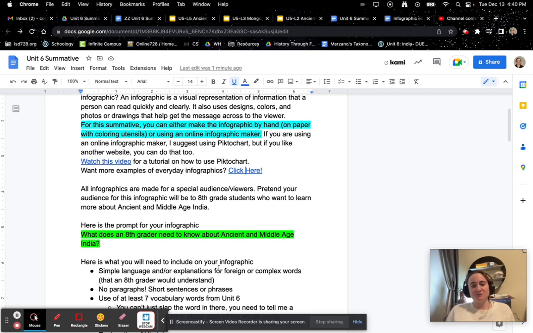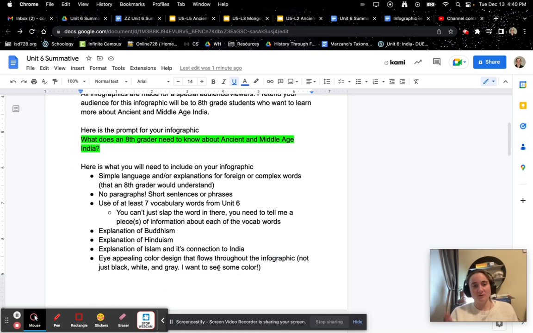Here's what you will need to include on your infographic. Simple language and or explanations for foreign or complex words, something that an 8th grader would understand. No paragraphs. I don't want to see any of that. Short sentences or phrases only.